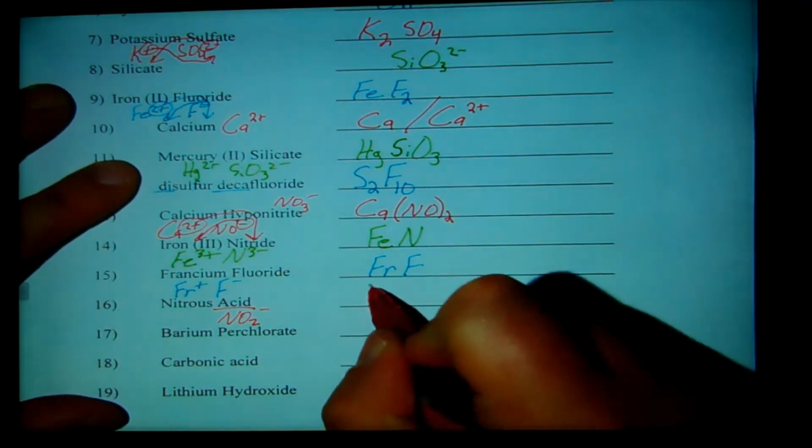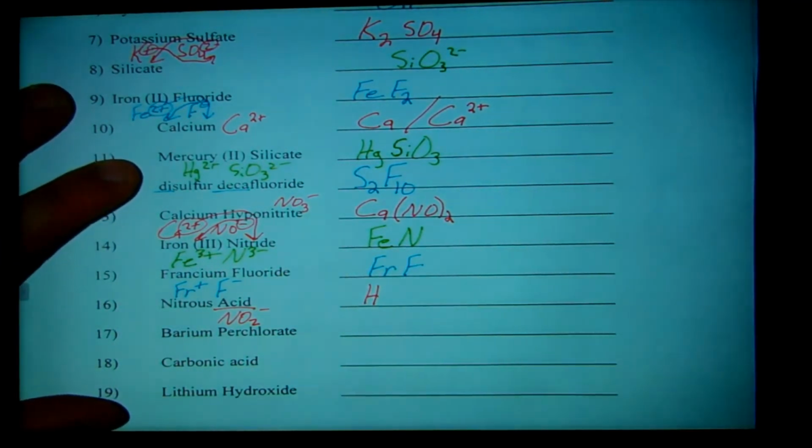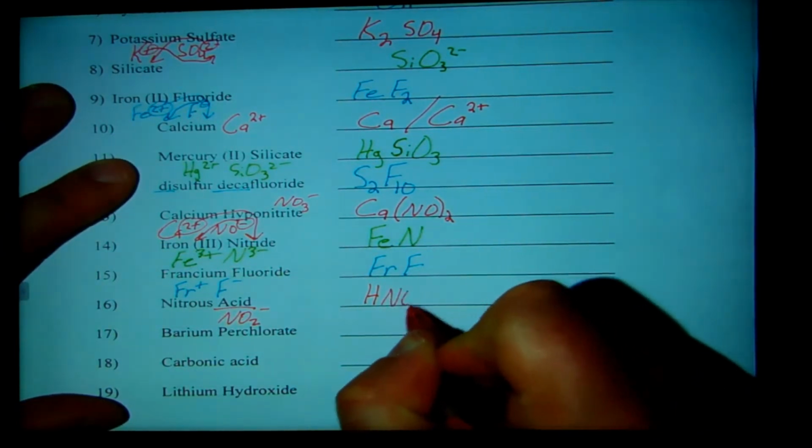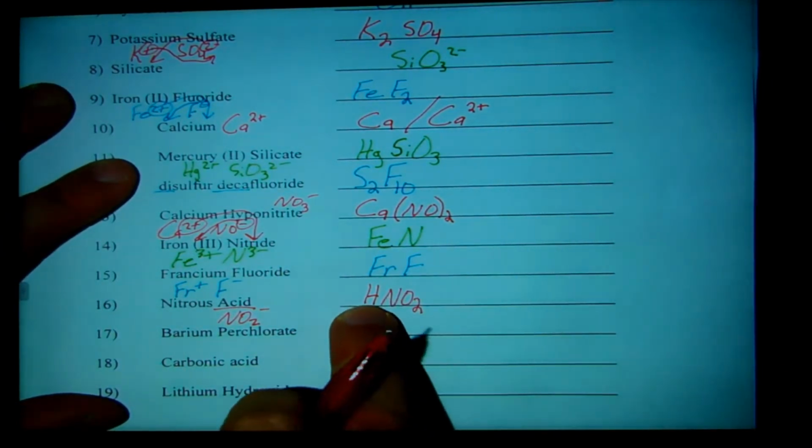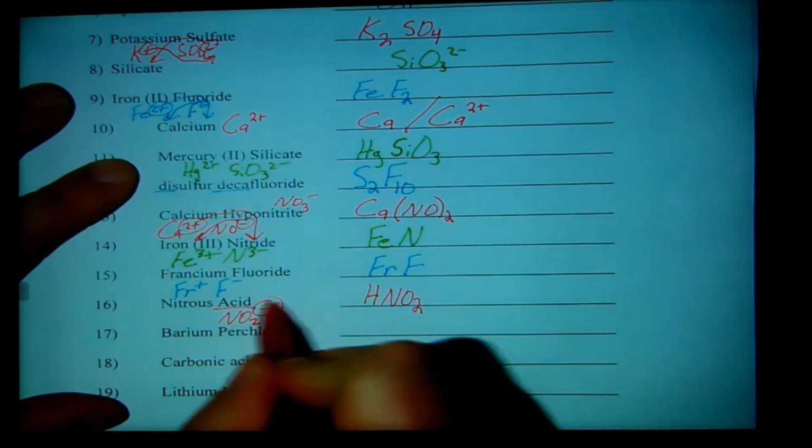So I need a hydrogen first, because it's an acid, then I have NO2. And I only need 1 hydrogen here because of this -1 charge. That's the key.